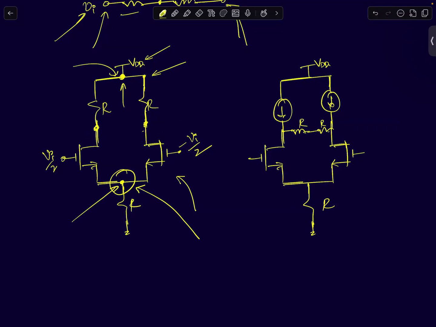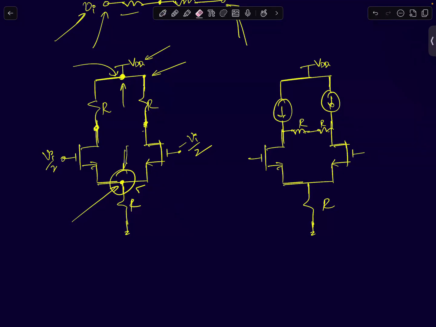It is AC ground, but not DC ground. No. Remember, we only discussed two grounds here. It is not DC ground, obviously, because the DC voltage is finite here. Okay, that's true. But what about AC? In a differential amplifier, it has to be AC grounded.